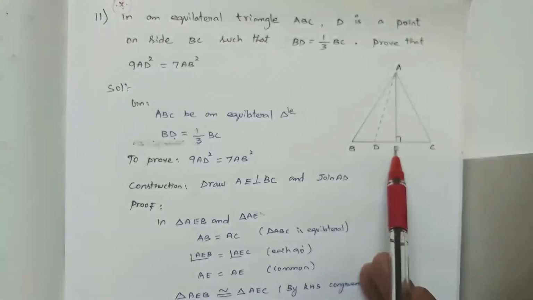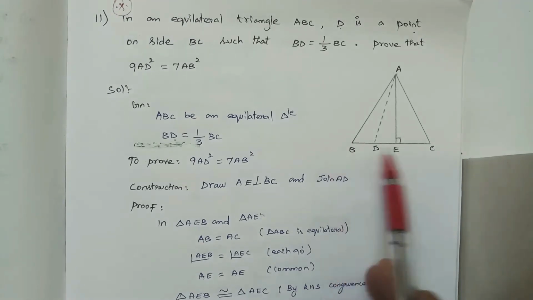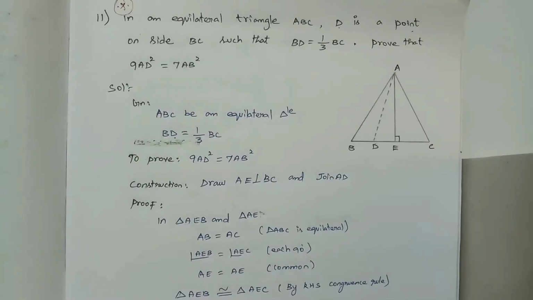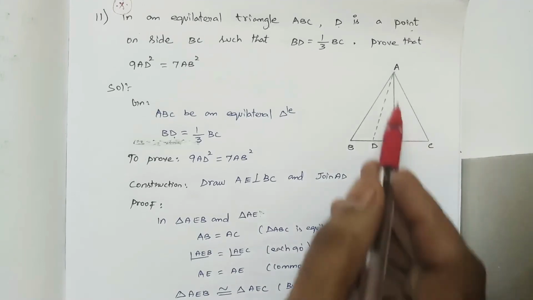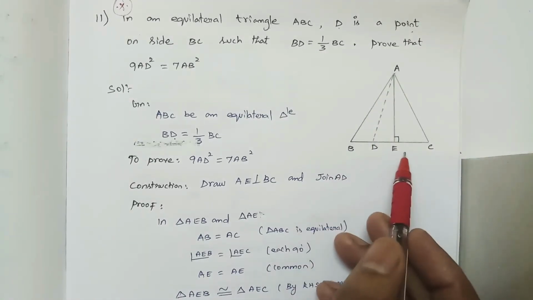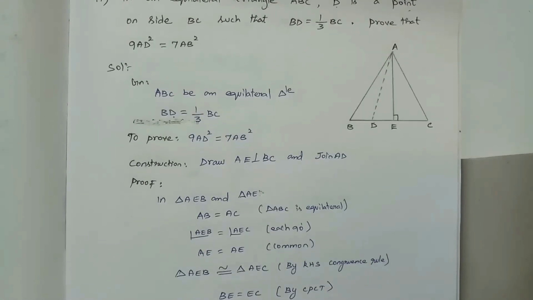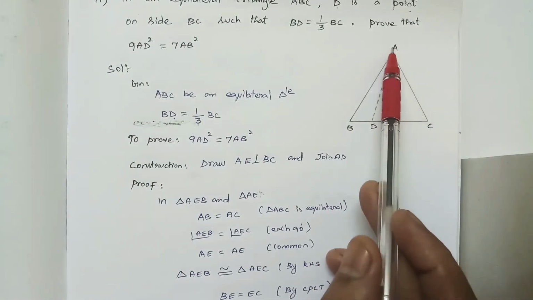So if you are drawing the altitude, then it will act as a median. Here AE is a median. If AE is a median, then E is the midpoint of BC, so BE is equal to EC. Just mention the property: E is the midpoint of BC, or AE is a median, so BE equals half of BC. You can prove that. Otherwise, in this question, they are choosing these two triangles and proving that these two triangles are, which two triangles?